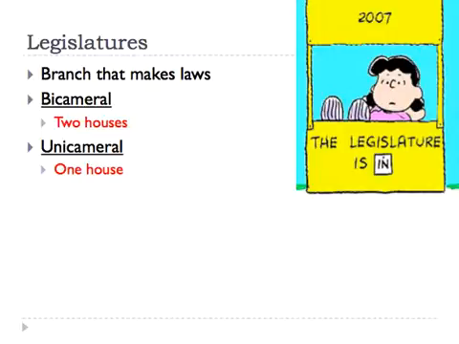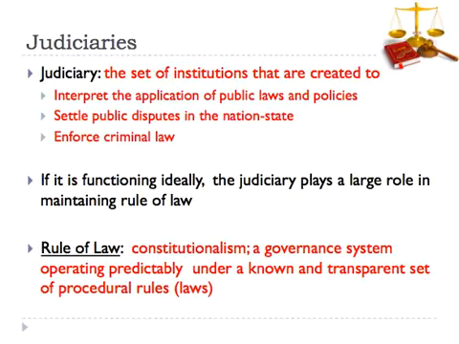For the legislature, there's a couple different ways. Bicameral, again, is two houses. Unicameral is one house. Judiciaries are the set of institutions that are created to interpret the public laws, settle disputes, and enforce the criminal law. That is the functioning, ideally.